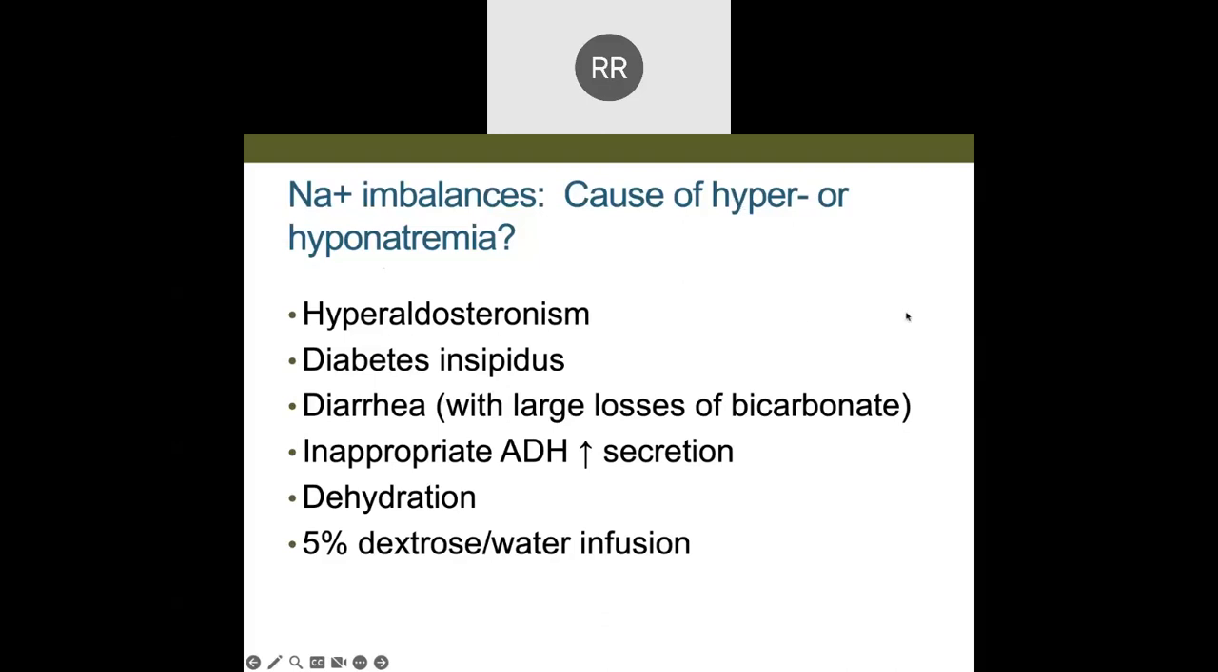All right, sodium imbalances. If we have hyperaldosteronism, we're going to hold on to more salt. So is that hyper or hyponatremia? If we're holding on to more salt, then it's hyper. Correct. Diabetes insipidus is losing all of our water. Are we going to lose electrolytes with that? Yes. Correct. So would sodium go up or down? It'll go down. Correct. So is that hyper or hyponatremia? Hypo. Correct.